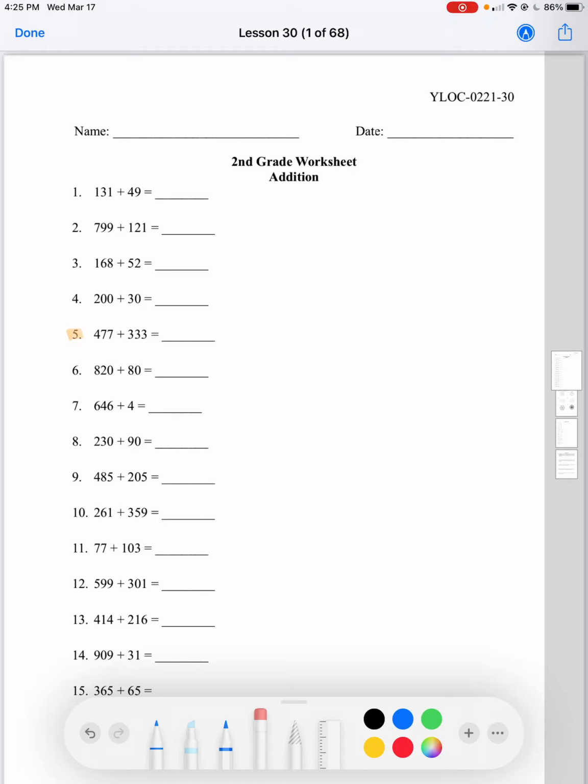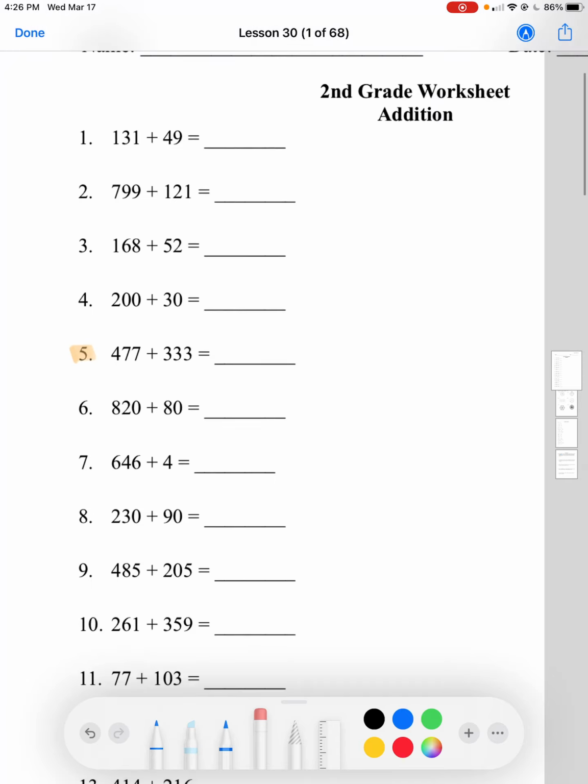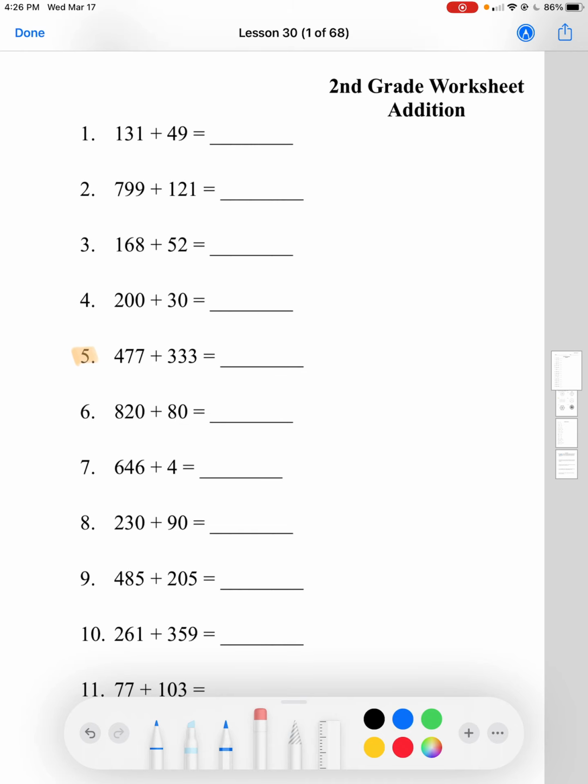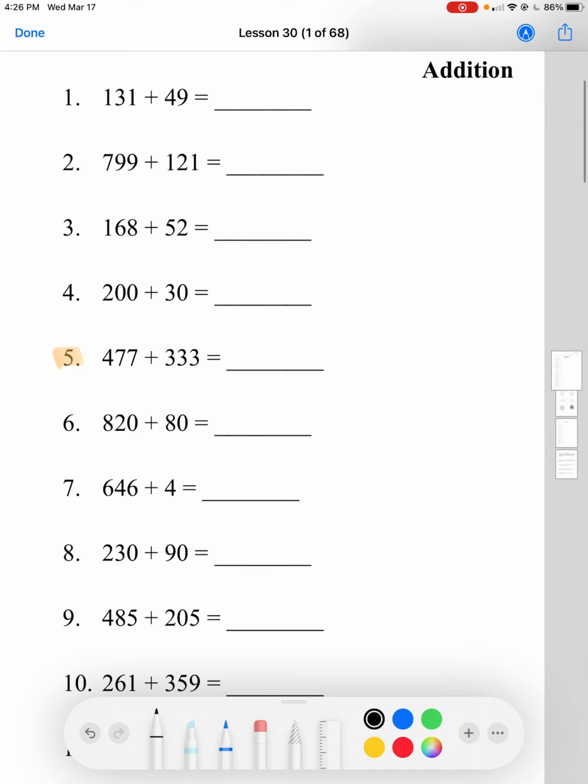Hi guys, today we're going to be going over the second grade worksheet for lesson 30. So let's look at number 5. We're going to start off with addition. So let's look at our first example, 477 plus 333.